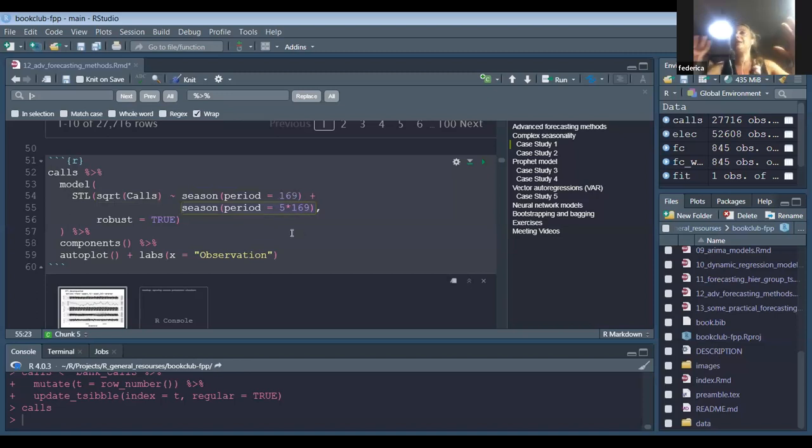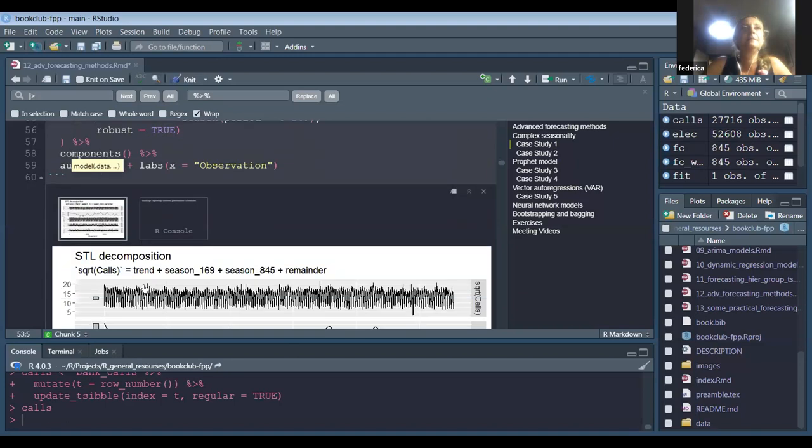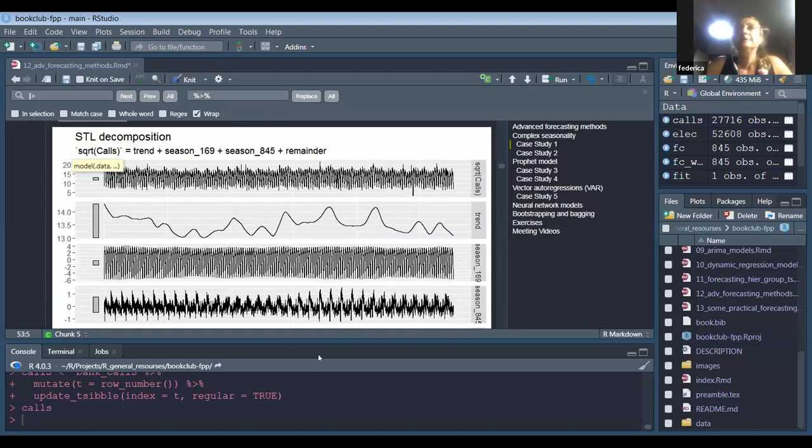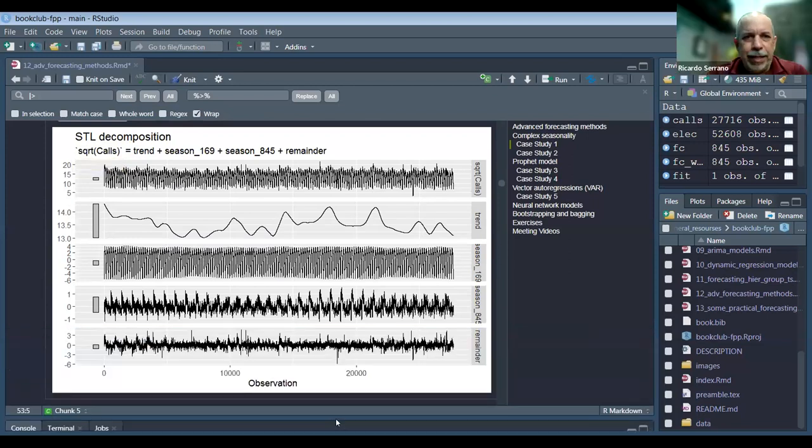So it's like looking at the entire period and then at the fraction, the exact fraction. And then we add this robust true. Okay, so this is basically the model. We can see that, Federica, just a comment.